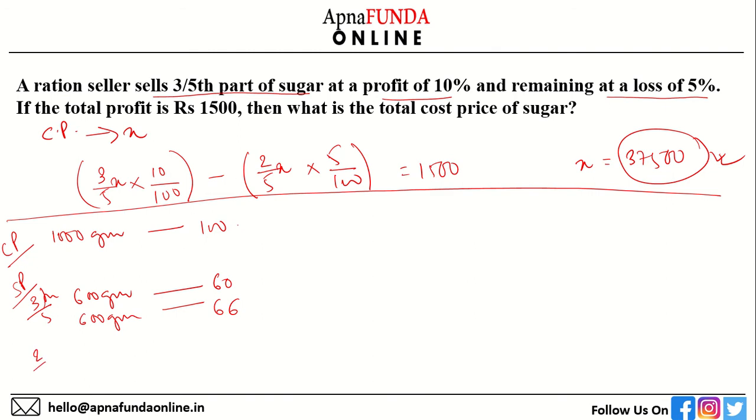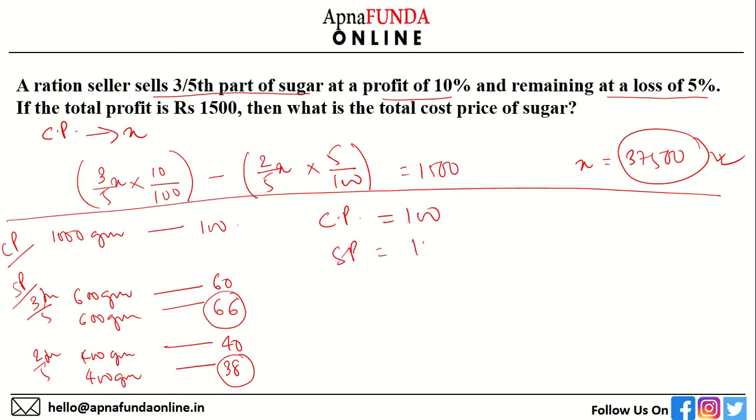Similarly, remaining, which is 2/5, 400 grams, cost price is 40. But when you sell it at a loss of 5%, selling price becomes 38. So this is my selling price and this is my selling price. So your cost price is 100 and your selling price is 104. So profit is 4%. This is my profit. 4% is equal to 1500. So what is 100% equal to?